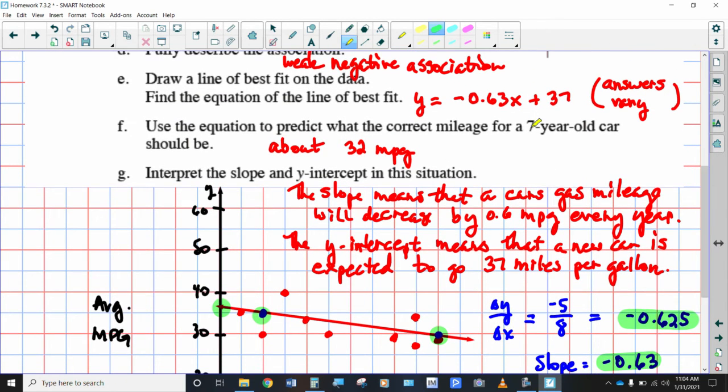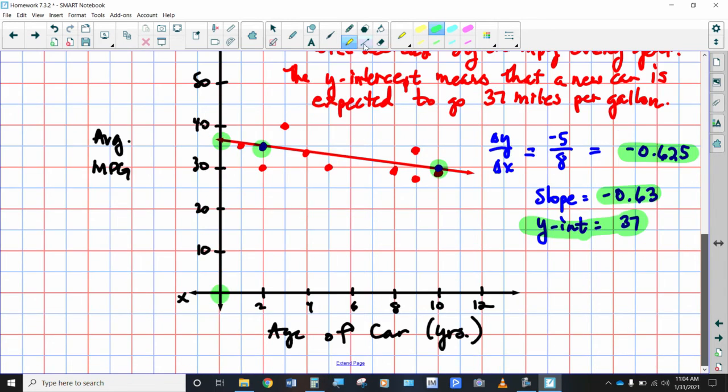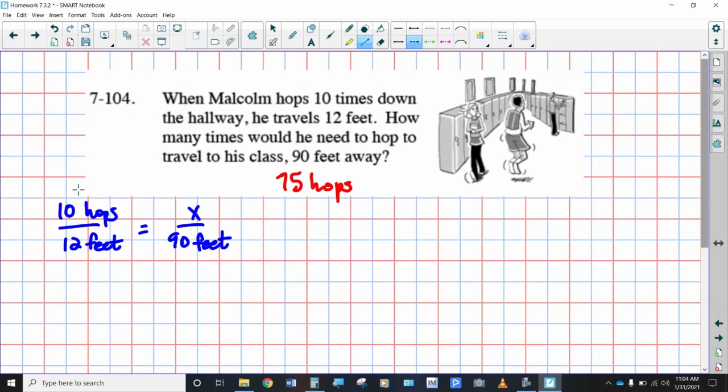And then what is this one? The 7-year-old car, where would that go? Plug it in here, or look at your line of best fit, a 7-year-old car. We would expect a gas mileage somewhere around 31 or 32. All right, looks like a proportional situation.